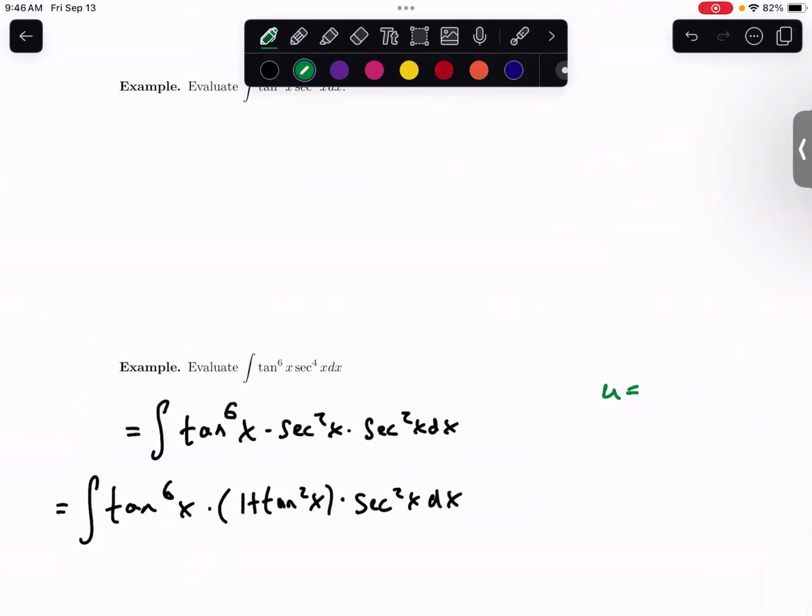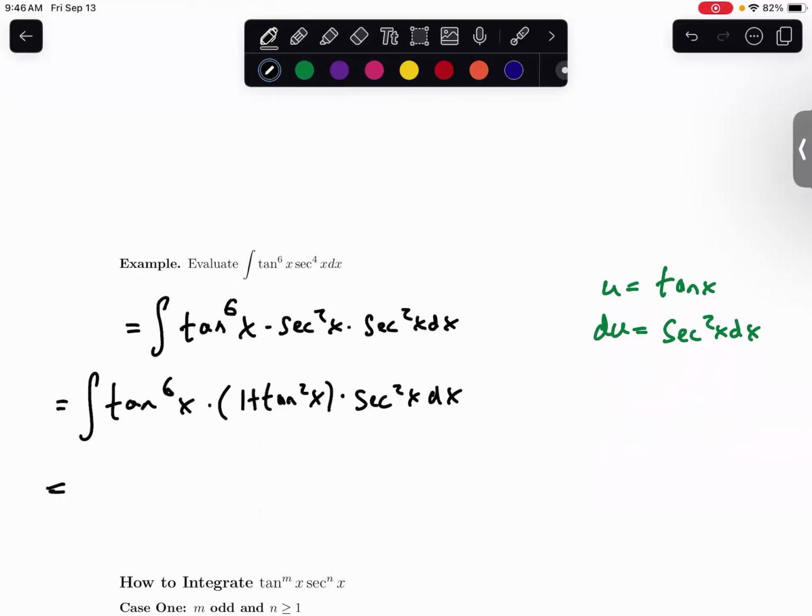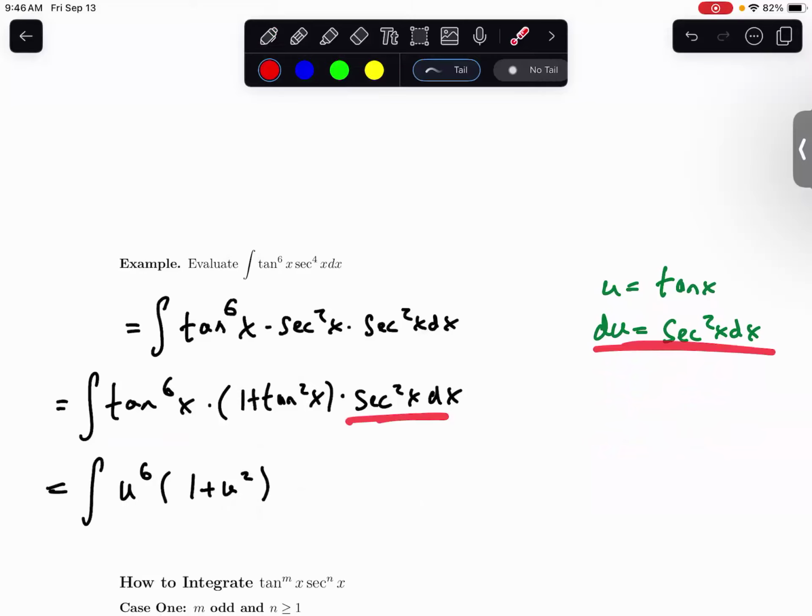And so we can let u be equal to tangent of x. So now du is going to be equal to secant squared of x dx. And we can rewrite this in the following way. Anything involving a tangent is immediately transformed into u. So this is really the integral of u to the 6th power times (1 + u squared), and secant squared of x dx just becomes du.